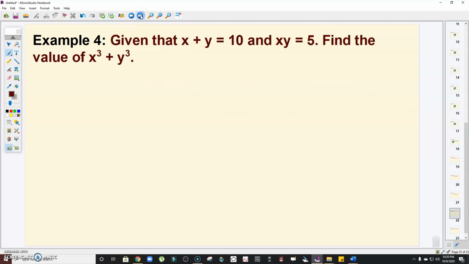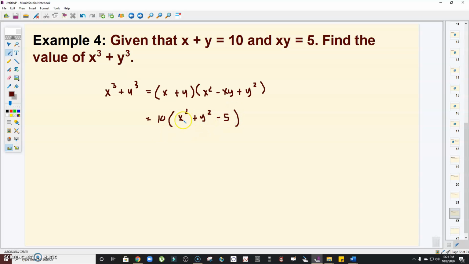Next. Problem number 4. Given that x plus y equals 10 and xy equals 5, find the value of x cubed plus y cubed. Okay, so this one is simple. Since we're looking for x cubed plus y cubed, take note, mapafactor ko to: (x plus y) times (x squared minus xy plus y squared). See that? The good thing here, given yung x plus y, which is 10, right? So that's 10 times (x squared plus y squared minus 5).